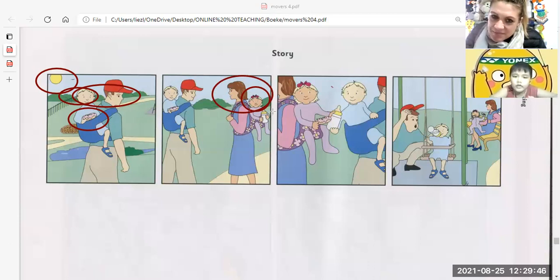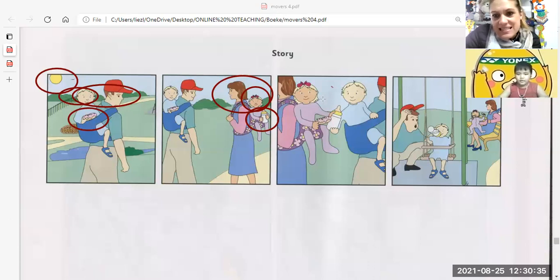Next, there is a baby girl and her mother in the park. There is a baby girl and her mother in the park. She has a milk bottle with her. A bottle of milk. Okay.